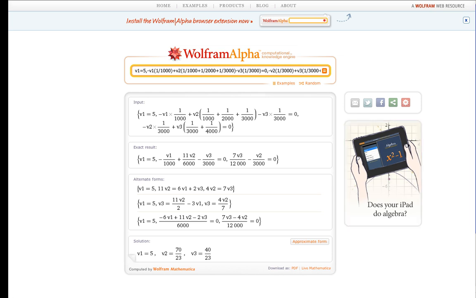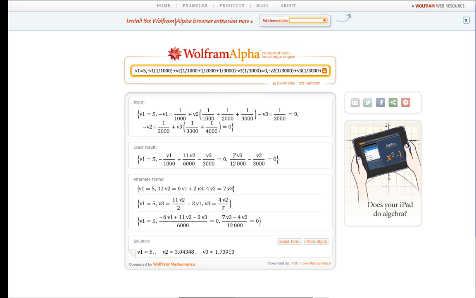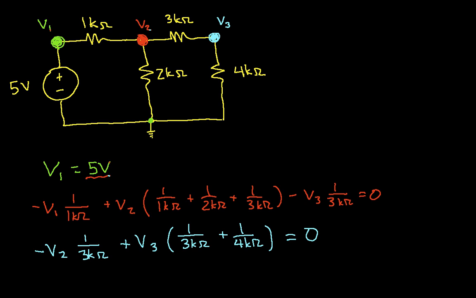I go down here, put them in approximate form, and we see then that V1 is 5 volts, which we would expect. V2 is 3.04 volts, and V3 is 1.74 volts. So we go back to our circuit diagram, and we can write in these voltages: 5 volts, 3.04 volts, and 1.74 volts. And there you have it. Solving a circuit using nodal analysis when you've got a voltage source that is connected between a node and your reference node is really pretty easy.